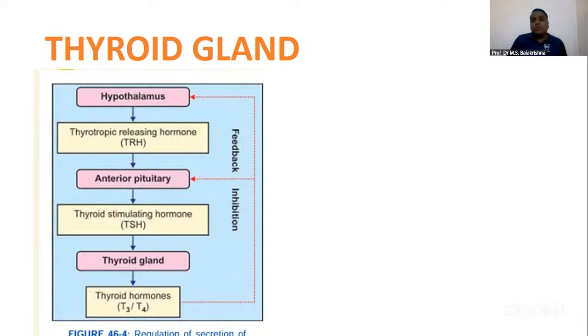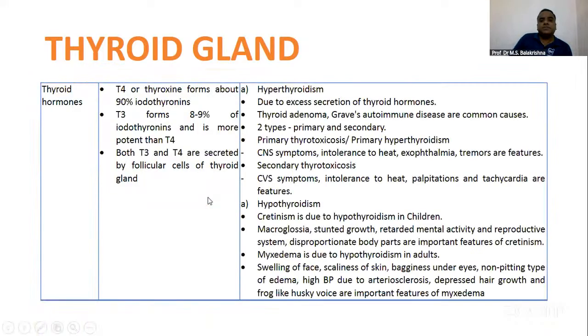Thyrotropin releasing hormone, TRH, will activate the anterior pituitary, and from the anterior pituitary, thyroid stimulating hormone will be made. It acts on the thyroid gland, and T3, T4 are the hormones. These thyroid hormones, T1, T3, T4, are the major ones. T4 or thyroxine forms about 90% of iodothyronines. T3 forms 8 to 9%. T4 is the more potent variety of thyroid hormones.